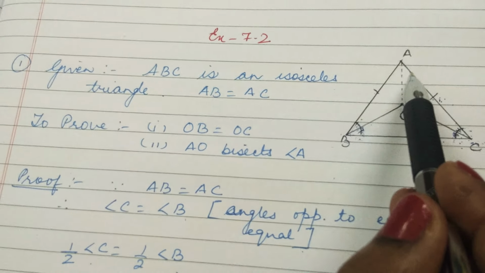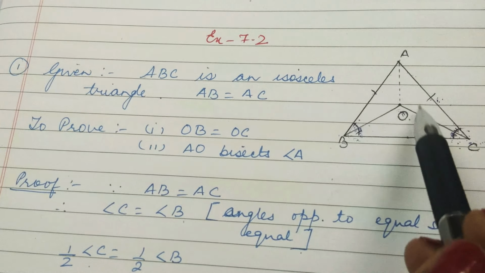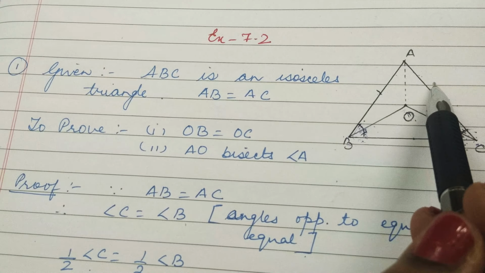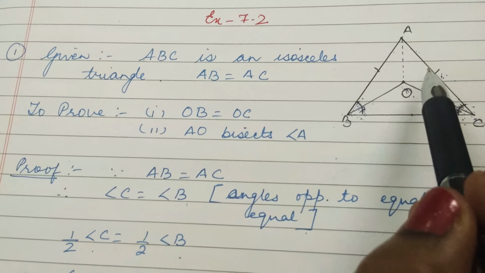Since these two angles are equal, that means AO bisects angle A. Hence proved.